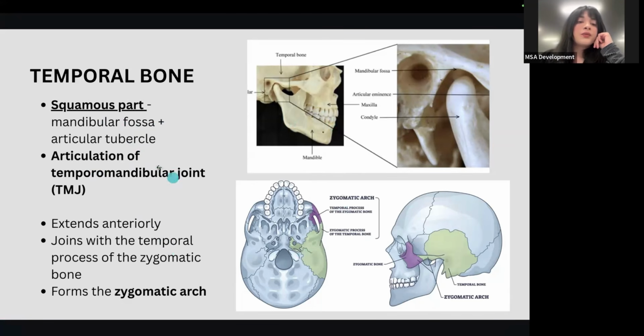And then it's going to extend anteriorly. So look here. This is the green part. It's going to extend anteriorly and it is going to join with the zygomatic bone. The purple one is the zygomatic bone and this is the green bone. So what about this arch, this cheekbone over here? There's two parts to it. The purple part is the temporal process of the zygomatic bone and the green part is the zygomatic process of the temporal bone. Okay? And that forms the zygomatic arch.